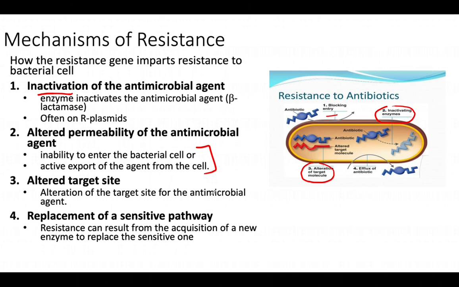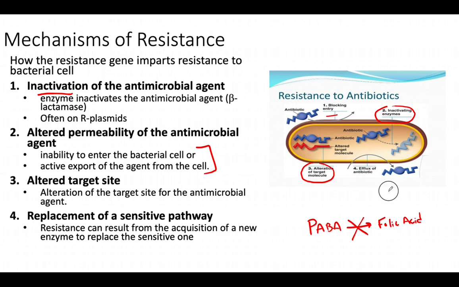And then the last one is just the replacement. I'll give you an example. This is one of those metabolic pathways that we were talking about. Bacteria take PABA and they make folic acid. That's important in making nucleotides and then making DNA. This is what the drugs do. They block the enzymes that are responsible for converting PABA to folic acid.